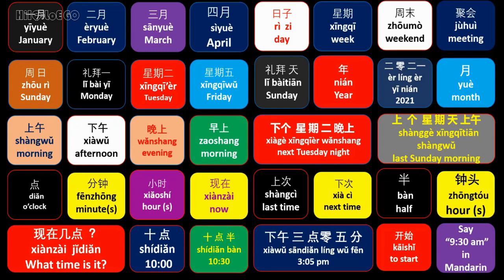Is it the first month? If it's the first month, then yi, and then you add the word for the month, which is yue. So second month, is it the second month? Yes. So the number for 2, that's er, and the number for month, yue. The number for 3, san, and month, yue. 4, si, and month, yue. And all the way up until you reach December.